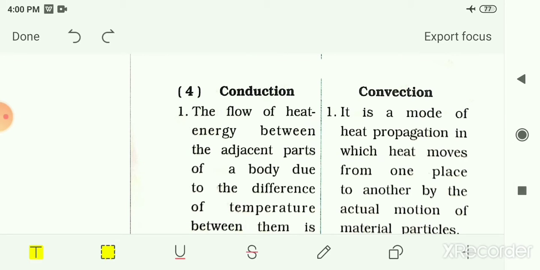And in the clinical thermometer, one special construction is there. In the clinical thermometer, there is a kink or constriction near the bulb of mercury. This kink prevents the mercury level from falling down on its own. So this is about the thermometer.